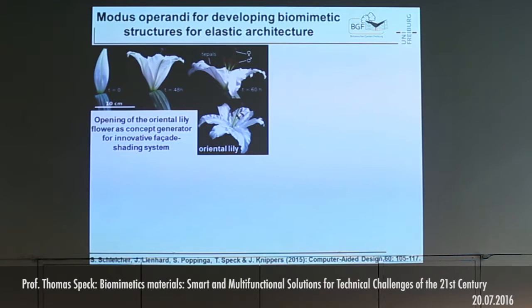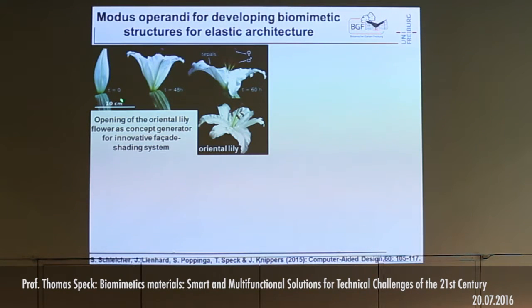Okay. Let's go on. What is the basic idea? How do we work in biomimetics in my research group? This gives you a very short way how the modus operandi is in developing biomimetic structures. Here an example for elastic architecture. First of all, we look for a suitable role model. We make a screening, we look around, we understand how the different plants work.